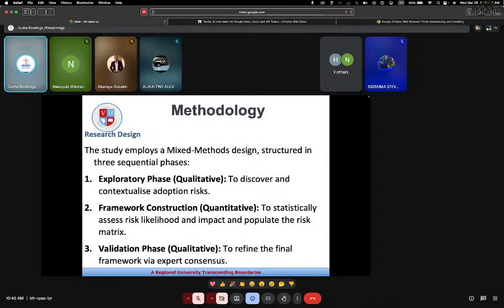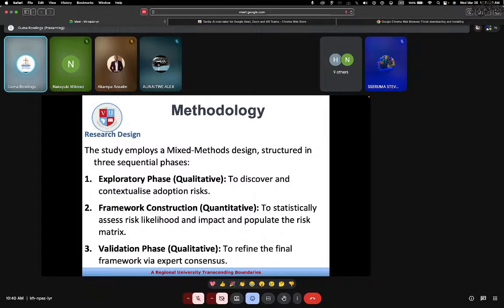So we get to the methodology. This study will employ a mixed method design, structured in three sequential phases. The exploratory phase, this one is for data gathering, is to discover and contextualize the adoption risks, and it will happen mainly through purposive qualitative surveys.